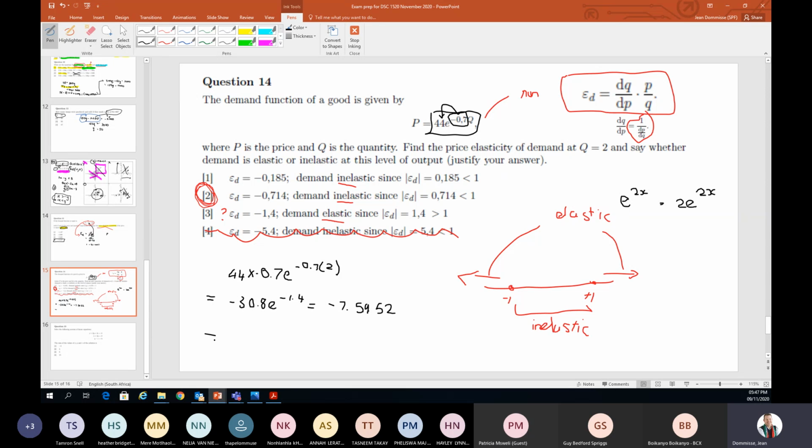And then, so that is the part that we did. So it is 1 over that, 7.5952, times P over Q. P we don't have yet, Q was 2.